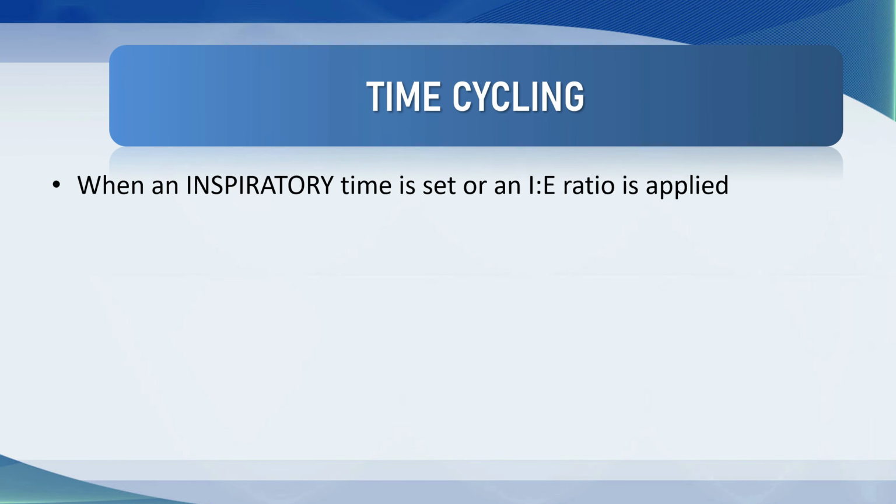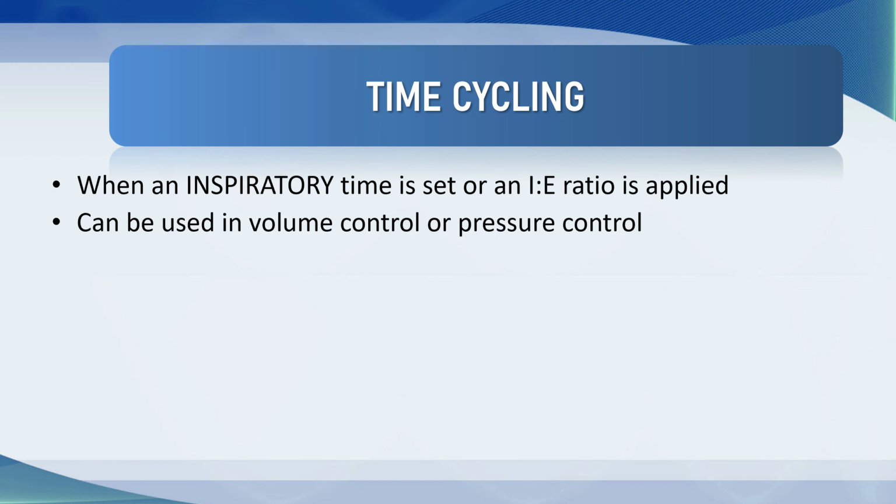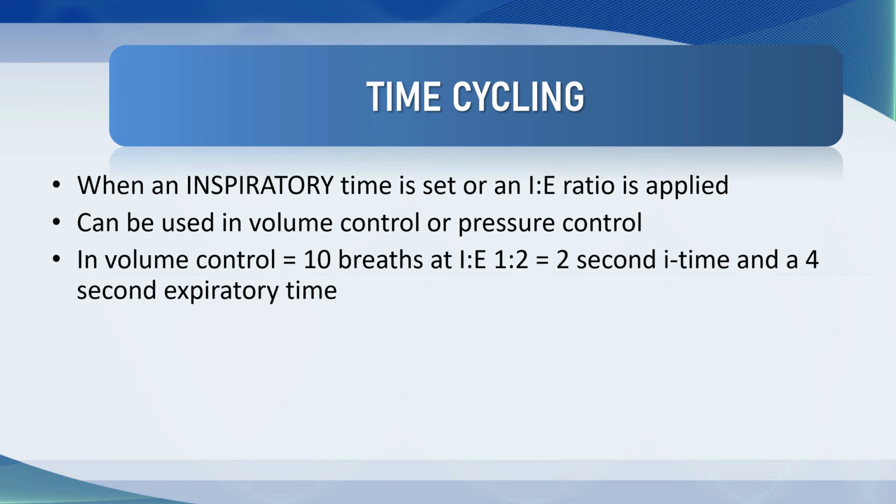When an inspiratory time is set or an I/E ratio, that's inspired to expired ratio, is applied, we do this in both volume control and pressure control. In volume control, for example, we might set 10 breaths at an I/E ratio of 1 to 2. And that means that usually, although not always, there is a 2-second inspiratory time and a 4-second expiratory time. When I say not always, on servo ventilators in SIMV, it's a little bit different, and I'll talk about that in a later tutorial. But most of the time, when you set 10 breaths and the I/E ratio is 1 to 2, it's 2 seconds inspiration, 4 seconds expiration.